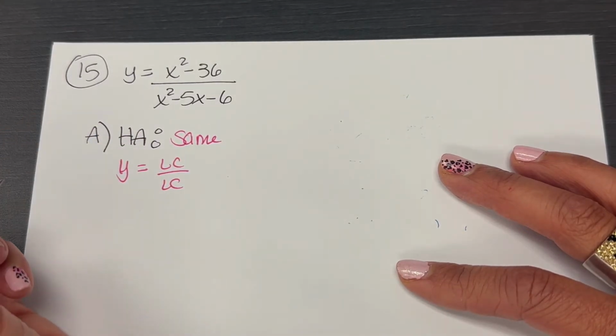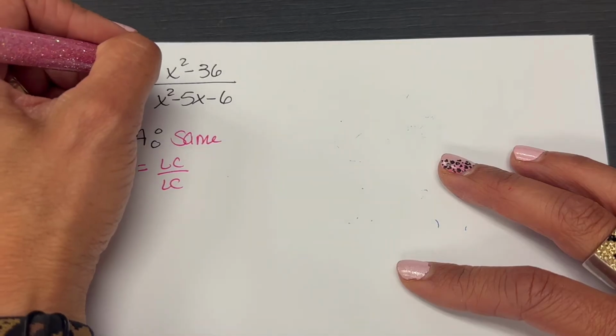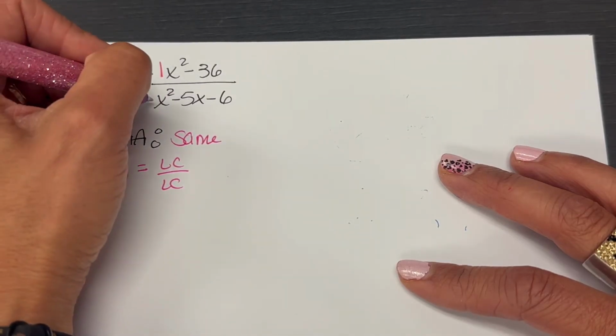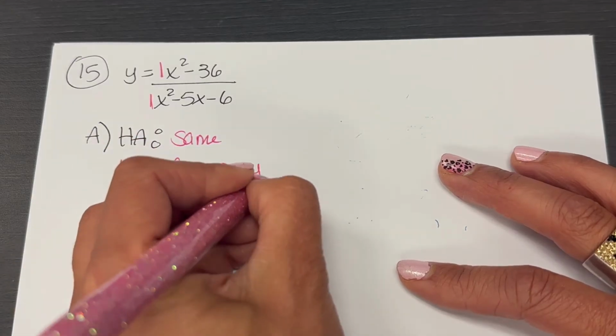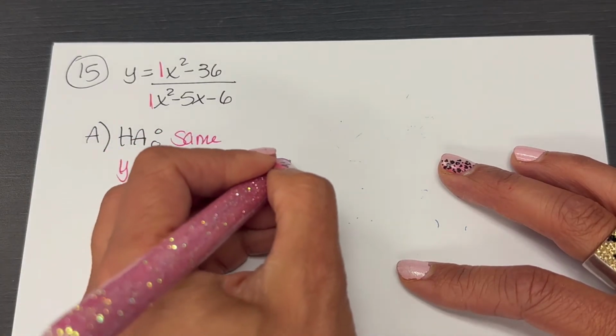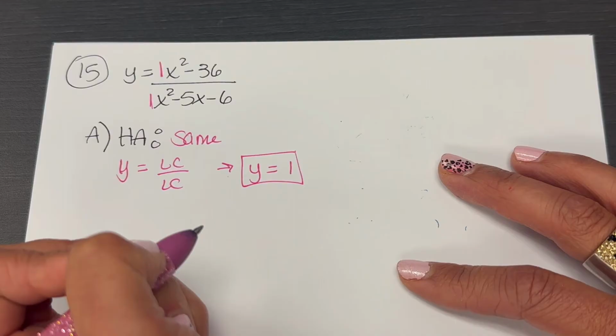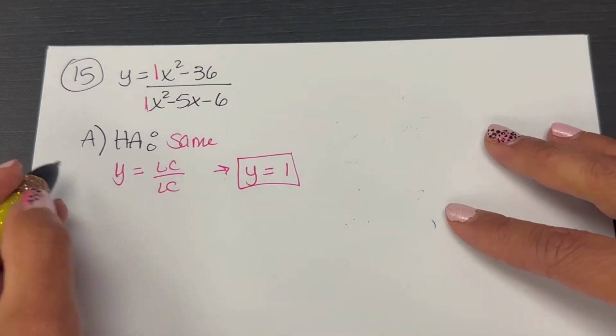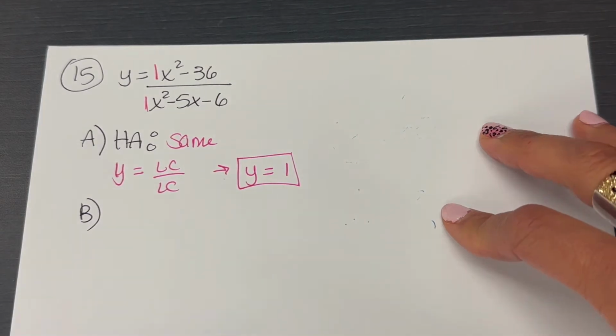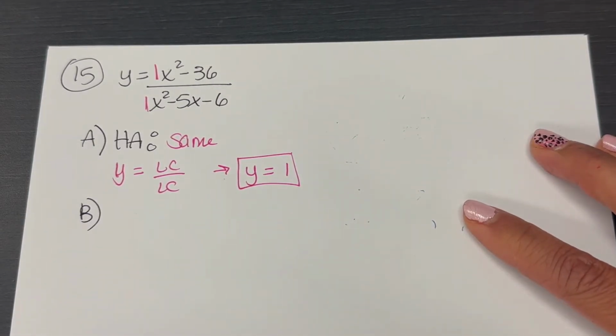The leading coefficient in the top over the leading coefficient in the bottom. The leading coefficient in the top is a 1, the leading coefficient in the bottom is a 1, so that means the HA is y equals 1 divided by 1, which is 1. So there's my HA.